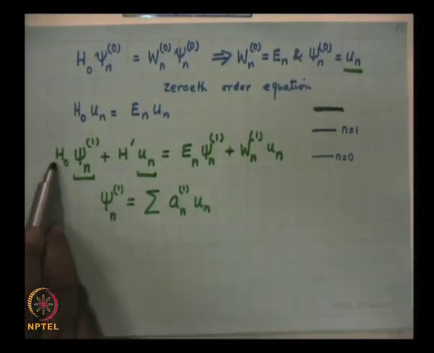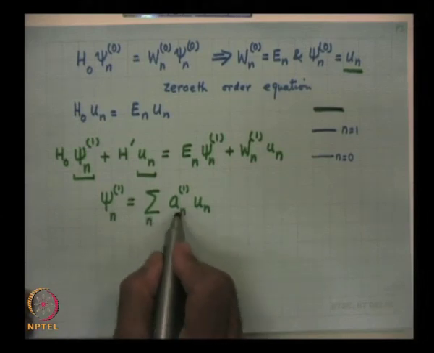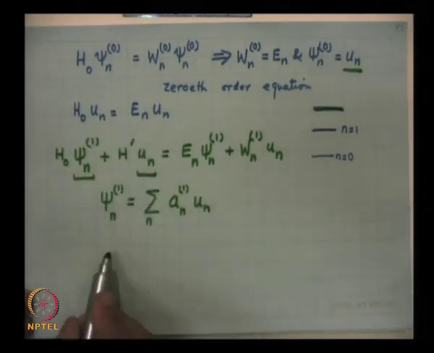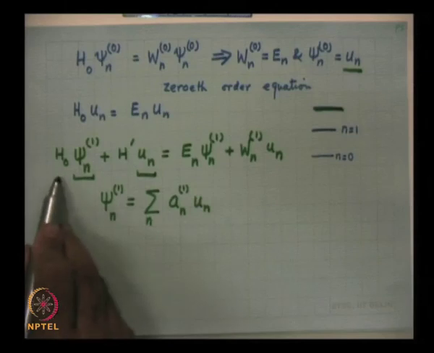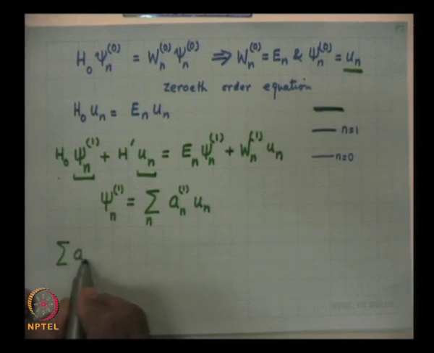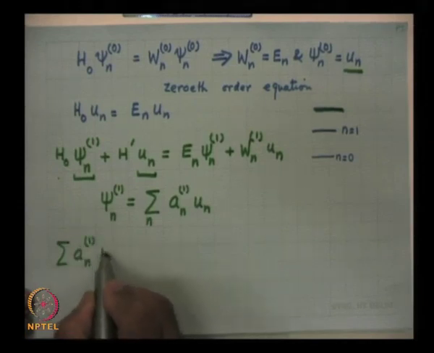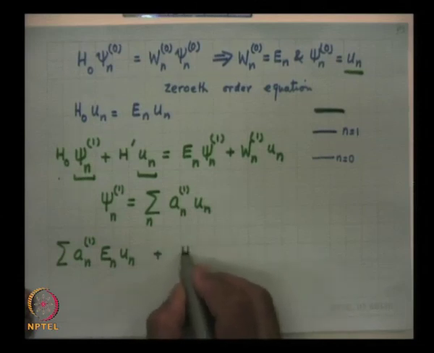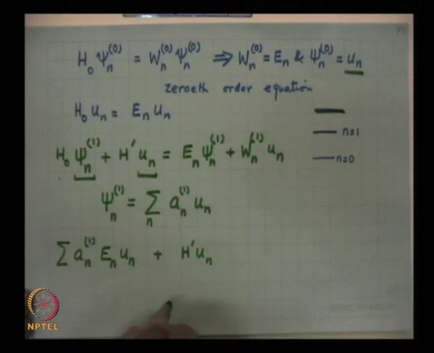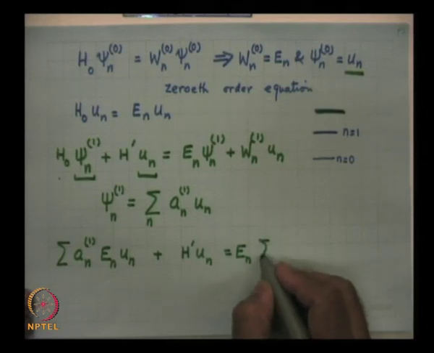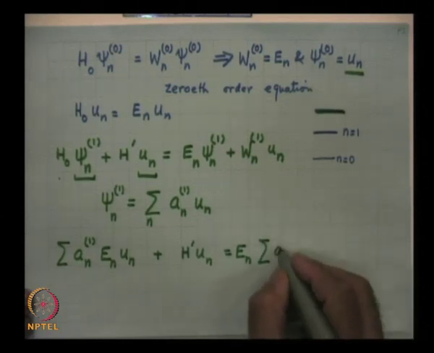So, multiply this. h naught, a n is a constant. So, h naught u n is equal to E n u n. So, h naught operating on this will give me summation a n 1 E sub n u sub n plus h prime u n is equal to E n summation a n 1.